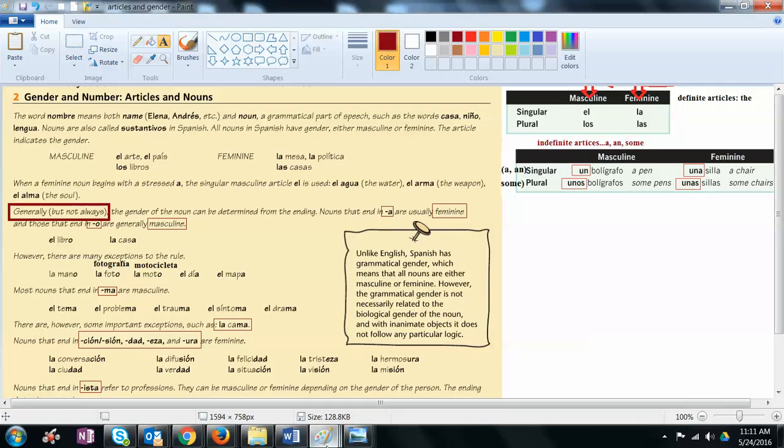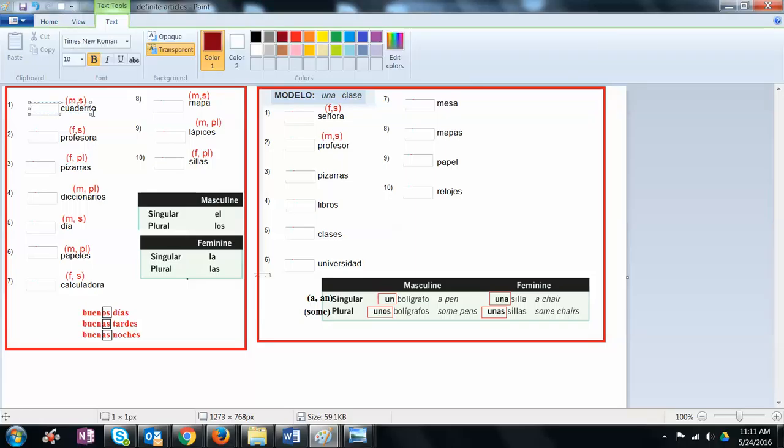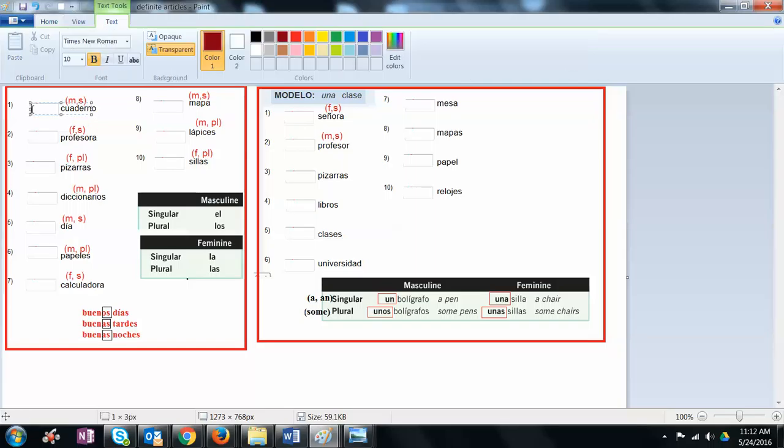Okay, so let's do a little bit of practice. On this side, we're going to put the definite articles, the el's and la's. And over here, we're going to put the uns and unas. I'll just do a few of these. So cuaderno, if I want to say the notebook, this word is masculine and singular. You can quickly look at the O and assume that it's masculine, but if you want to know for sure, you would look up the word, and you'll find that it's a masculine word. So you would write el cuaderno.